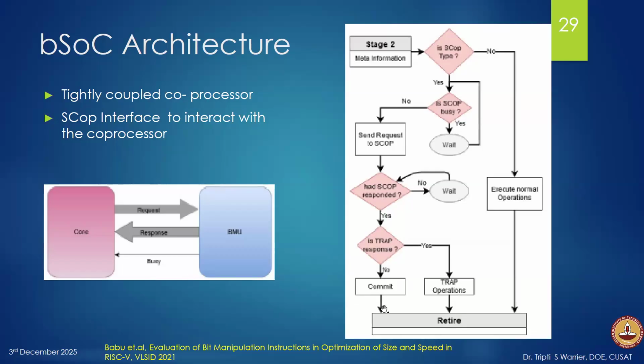If it is not a trap, then it's a normal commit. So this is showing you a handshake of how you can include a coprocessor. It's a typical handshake that I have shown. Different implementations may use different handshake techniques.